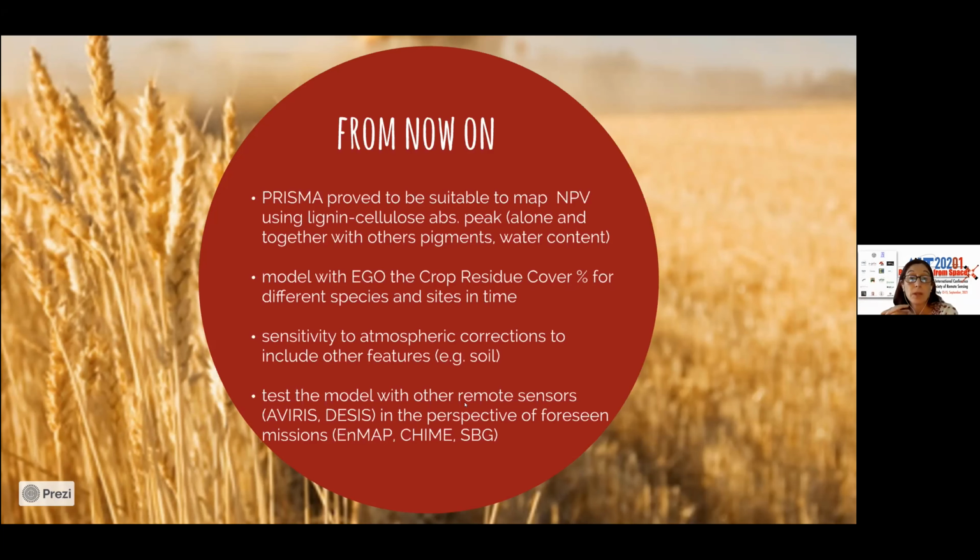images. We will look more closely at the atmospheric corrections, at the sensitivity of the method to atmospheric correction, and include other features, especially regarding soil. And we will go on and test the model with other remote sensors, such as the ones of the Hypersense campaign, and of course in the perspective of the CRISP missions, as has been said before.